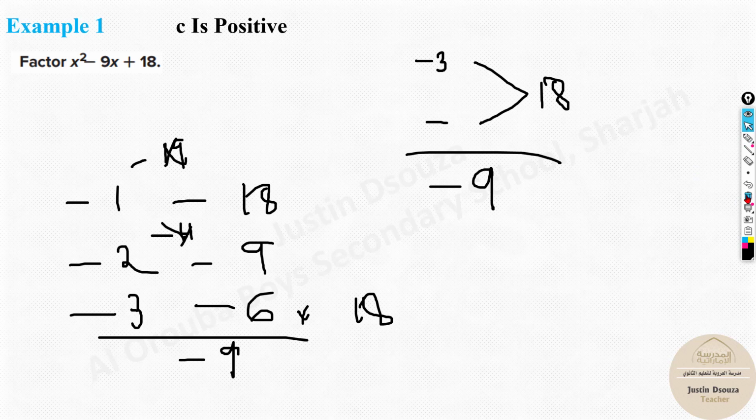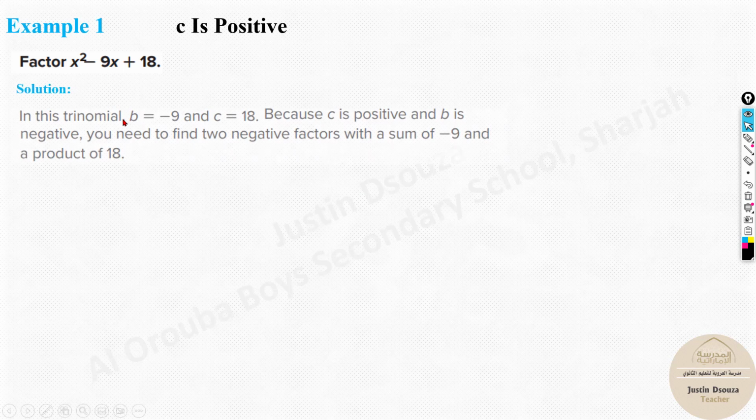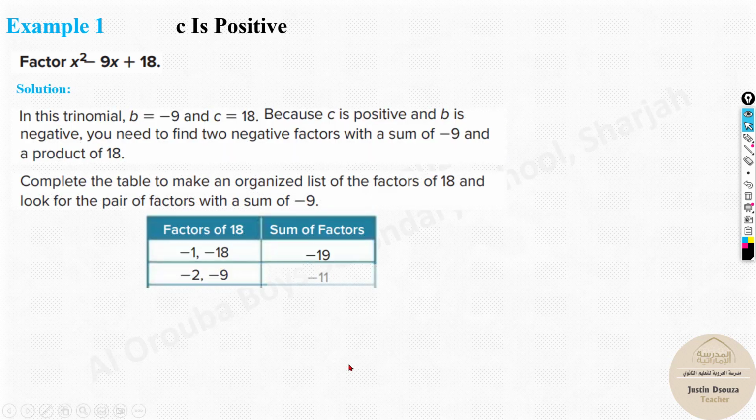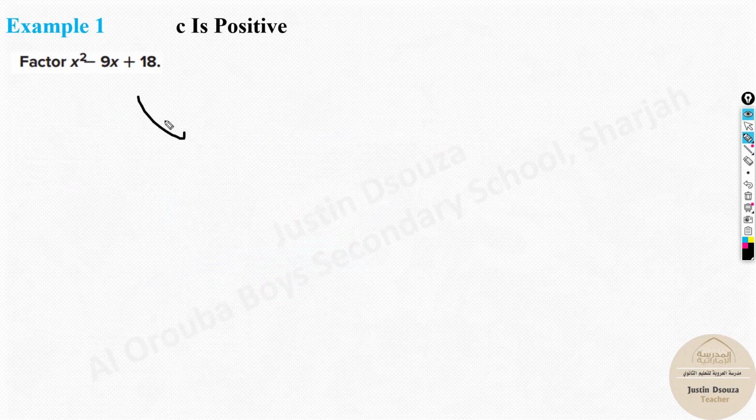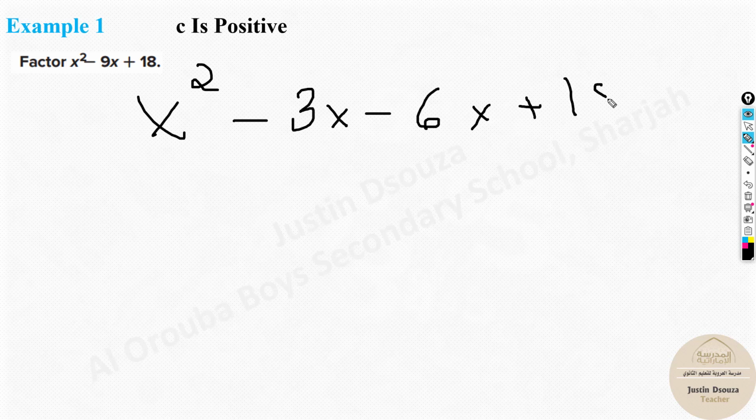So basically, you split this middle term into minus 3 and minus 6. Okay, I'll just write it over here. x squared minus 3x minus 6x plus 18. This is how we split it. Now you can take the common term out. x into x minus 3. Over here, you just take 3 out, positive 3. Okay, no, sorry, negative 3.